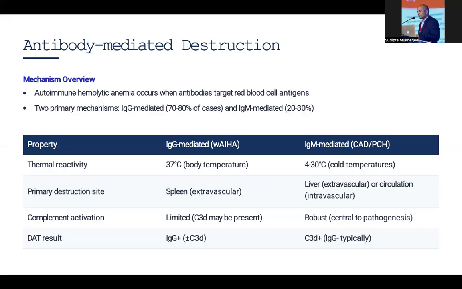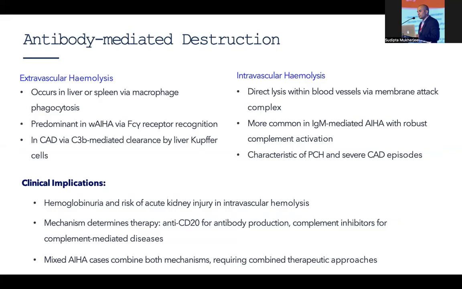Whereas in IgM-mediated, it mostly happens in cold temperature, less than 30, sometimes less than 20. The main site is extravascular, the liver, or there can be an intravascular hemolysis because of robust activation of complement. And that is positive mostly for complement 3 and sometimes for IgG. And depending on that, again, they can be differentiated into extravascular and intravascular hemolysis. I've already discussed clinical implications: there can be risk of acute renal injury because of intravascular hemolysis and hemoglobinuria.